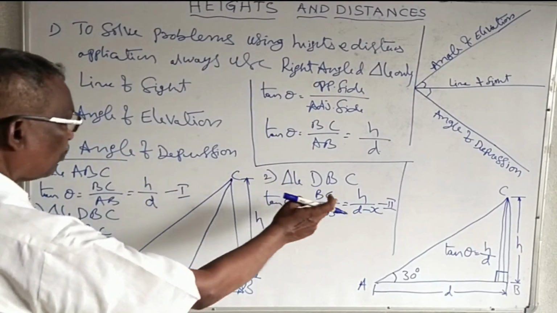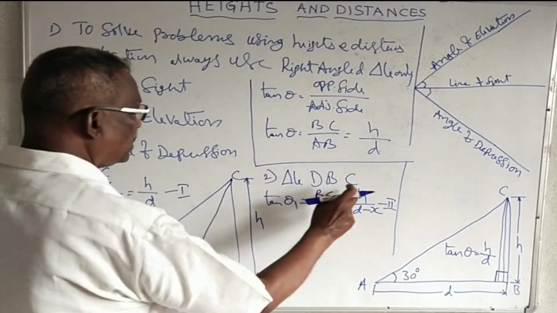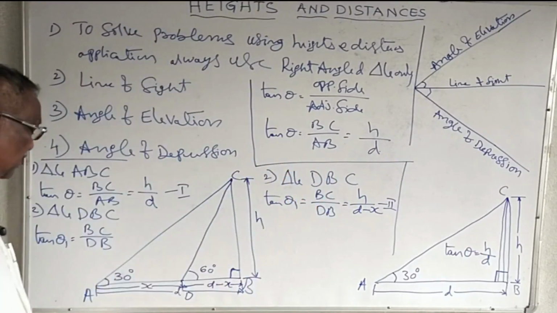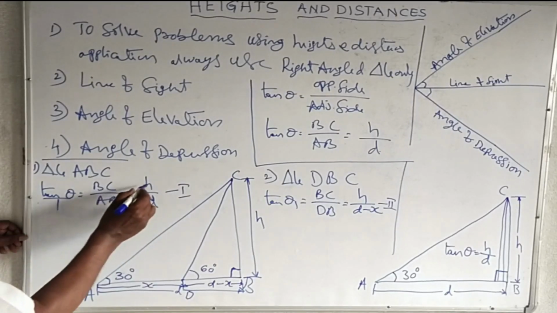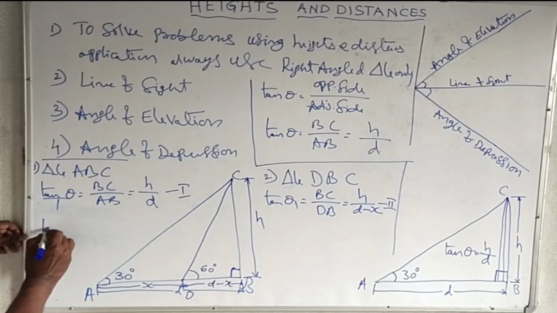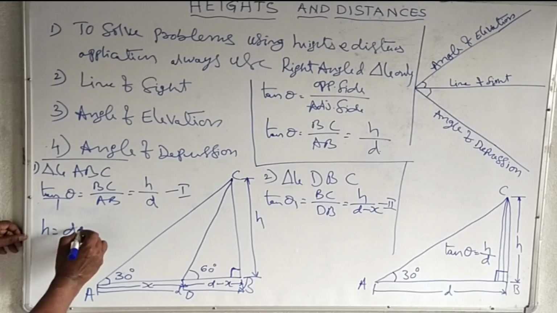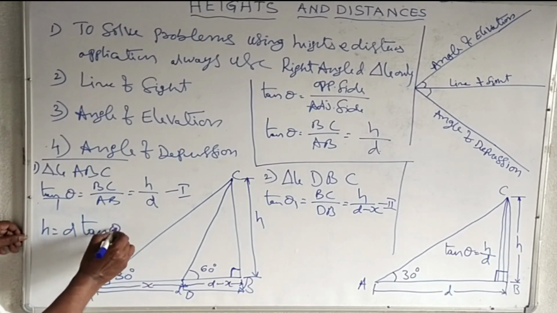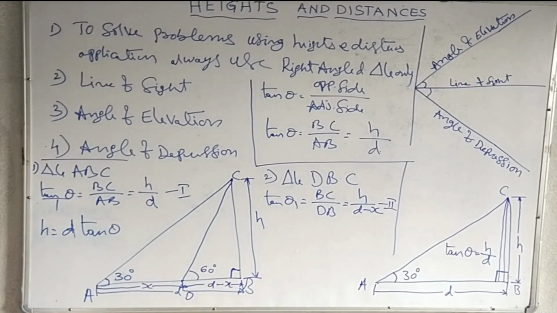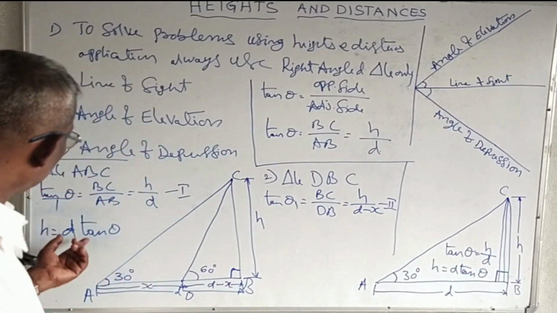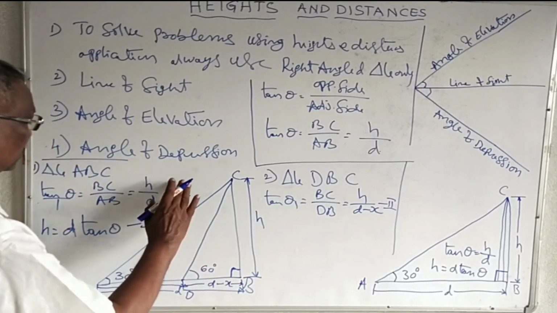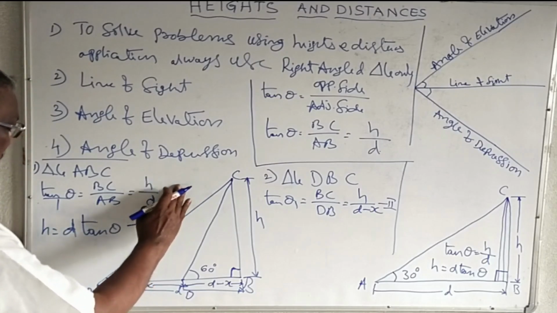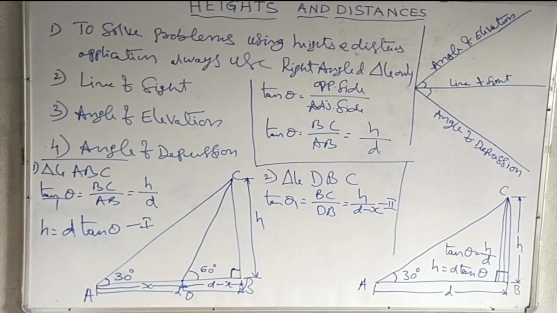In equation number 1 and 2, H is common. Here, cross multiply it. H is equal to D tan theta. I can say this is equation number 1. Instead of this, you can put this. This is equation number 1.